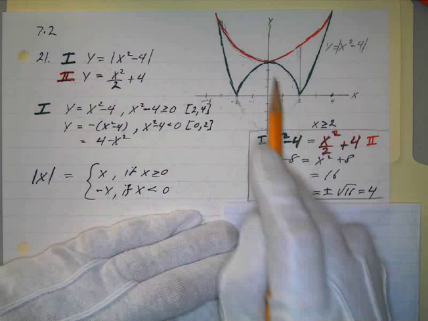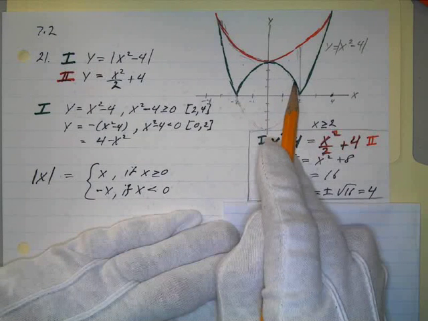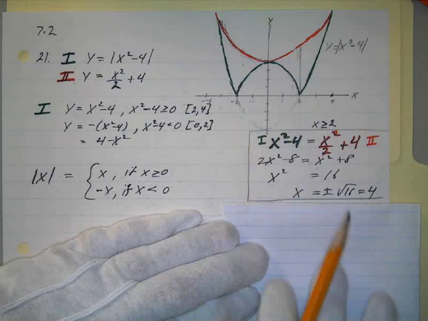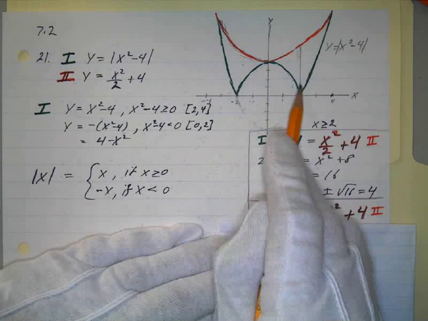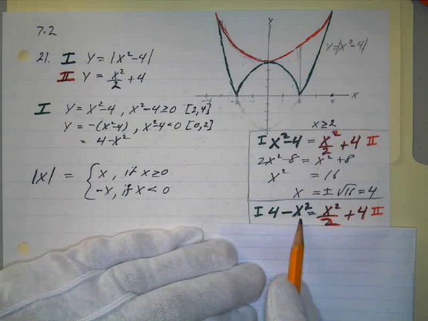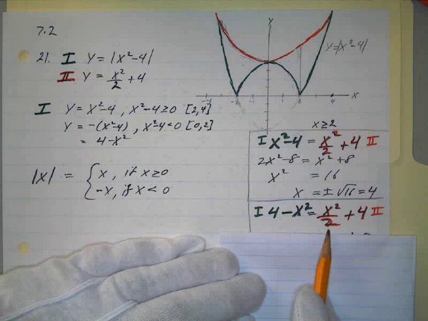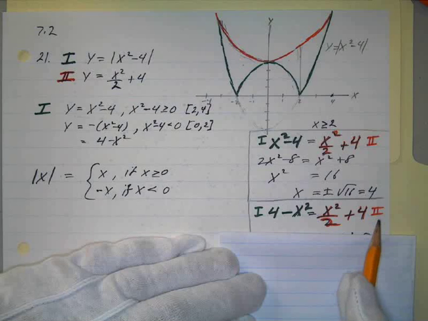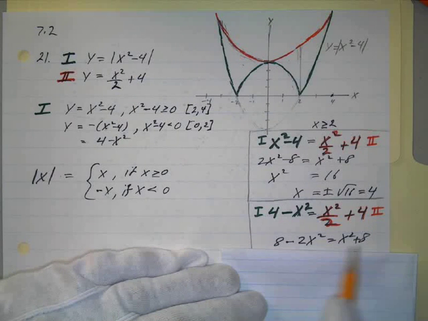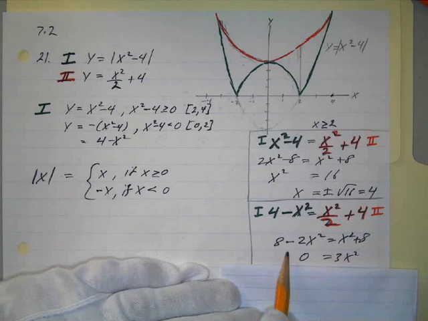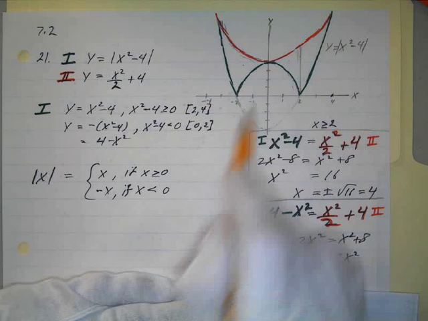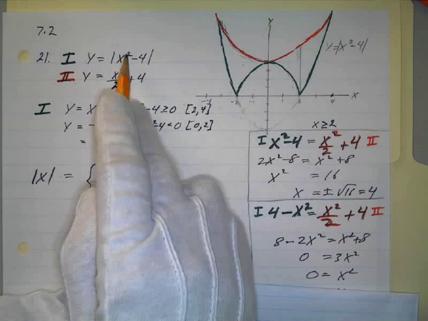And then I want to find out when these two curves intersect when it's the negation of x squared minus 4. That's the other form of my first equation. That's this part. So 4 minus x squared equals x squared over 2 plus 4. I highlighted these in orange, because that's the orange curve. Then multiply by 2, so I get 8 minus 2x squared equals x squared plus 8. If I subtract 8 from both sides and add the 2x squared to both sides, I end up with 3x squared equals 0, so x squared equals 0, and that's where they intersect. That makes sense.